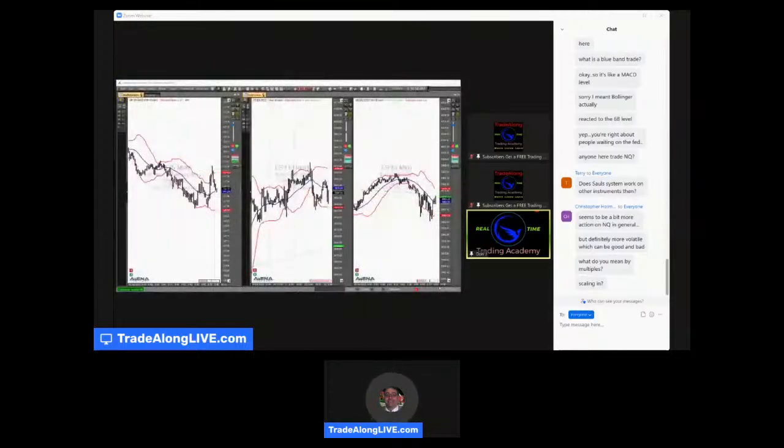When I say multiples, I mean more than one contract. Like, for instance, the 50 area. Normally Saul uses the example of 3 contracts. But that 3 contracts can be 2 contracts. It can be 1 contract. But if you had 3, you may have scaled in one at say 50-50, another one at 50, and another one at 49-50.